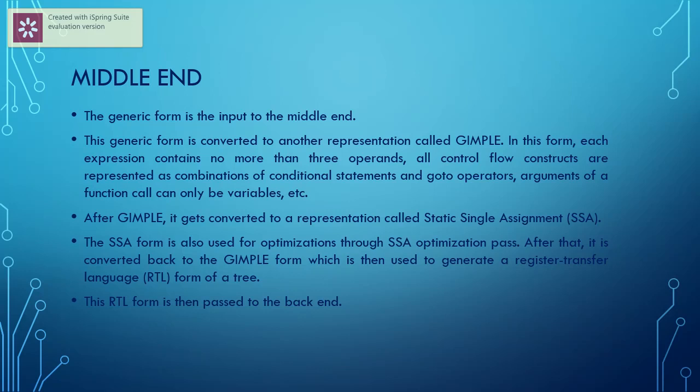Then this Gimple form gets converted to static single assignment form. This form is also used for optimization through SSA optimization pass. After that, it is converted back to Gimple form. The Gimple form is then used to generate a register transfer language, which is then passed to the backend.